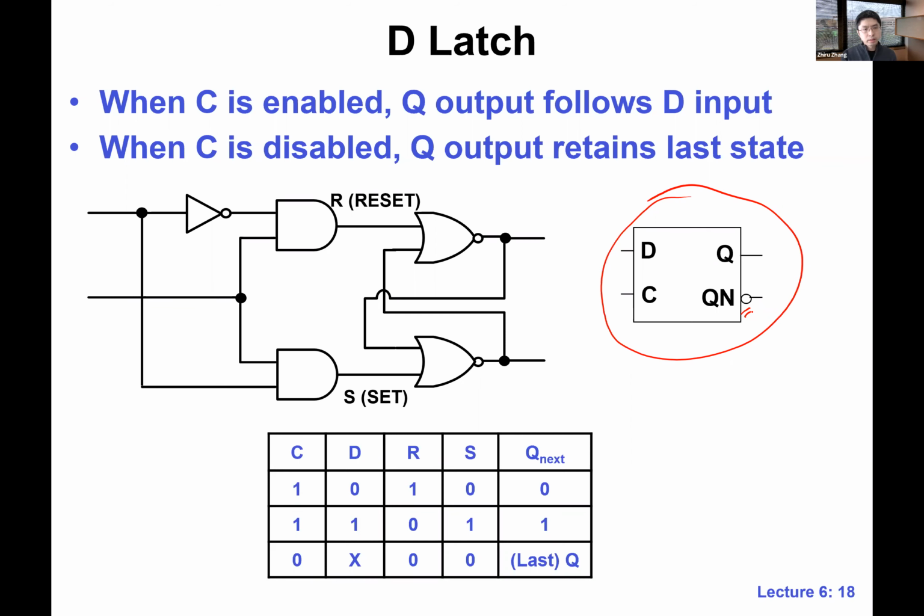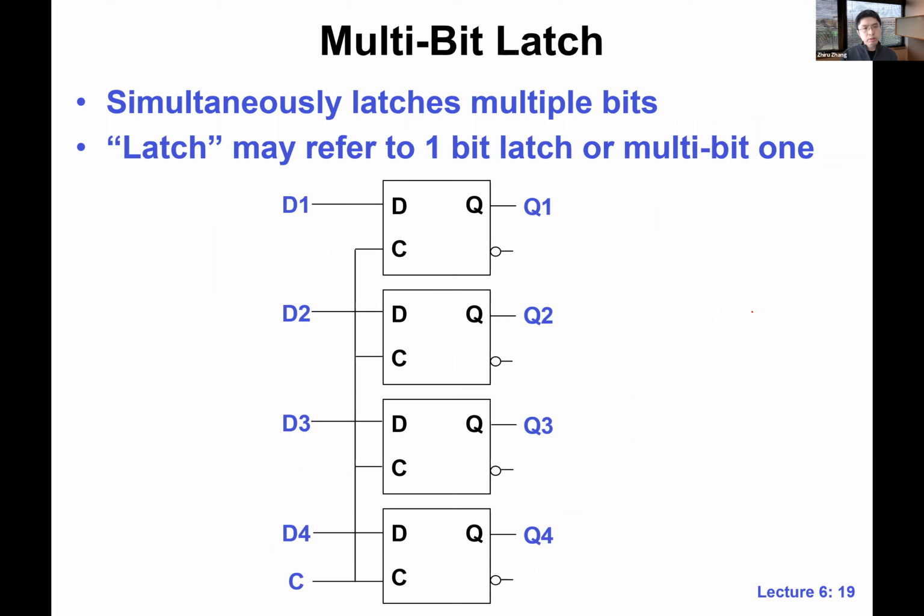So let's look at this. This is actually a 1-bit D latch. We can also build a more complex, multi-bit D latch. Here, this is a 4-bit D latch. On the input side, we have D1, D2, D3, D4, and on the output side, we have 4 bits.